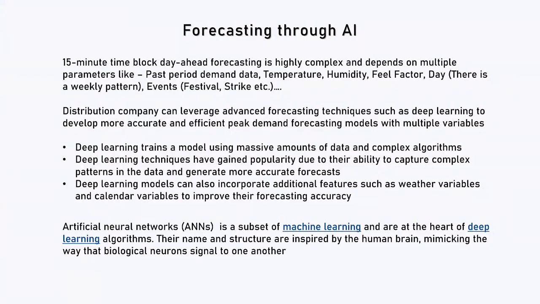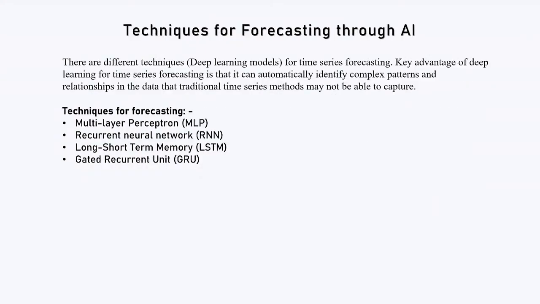So in deep learning, there are algorithms. Some techniques we are trying to apply: multi-layer perceptron, RNN, then long short-term memory, LSTM, then gated recurrent unit, etc. These are the methods that we can apply for forecasting purposes. Day-ahead forecasting for every 15-minute time block. So 96 data points, and at least we want to have an accurate forecast.